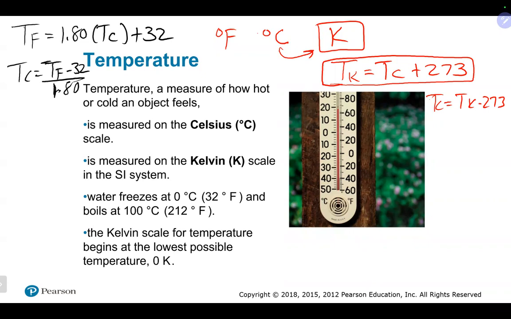The differences between the boiling point and freezing point: water freezes at 0 degrees Celsius and 32 degrees Fahrenheit, and water boils at 100 degrees Celsius and 212 degrees Fahrenheit. In Kelvin, water freezes at 273 Kelvin, and boils at 373 Kelvin.